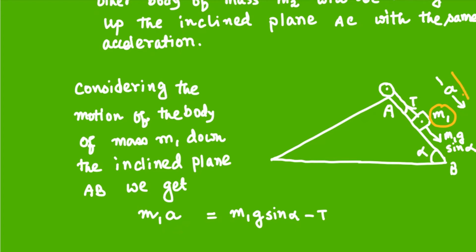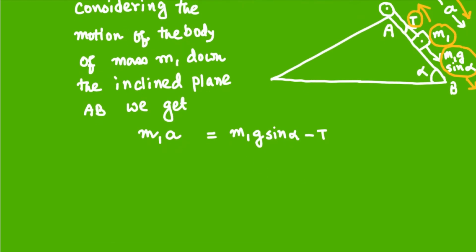Here, the body of mass m1 will be moving with an acceleration a under the action of two forces, m1g sin alpha and tension T. So the net downward force acting on this body of mass m1 will be m1a, and that is also equal to m1g sin alpha minus T. m1g sin alpha minus T is also the net downward force acting on the body down the inclined plane, or T is equal to m1g sin alpha minus m1a.